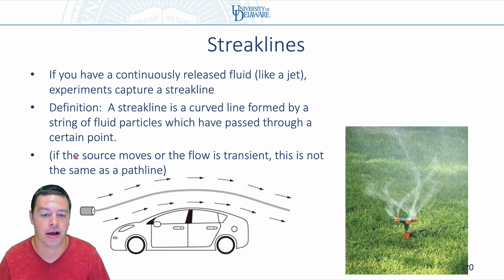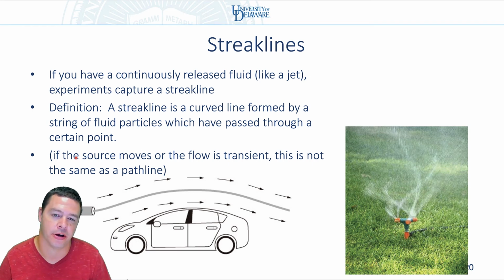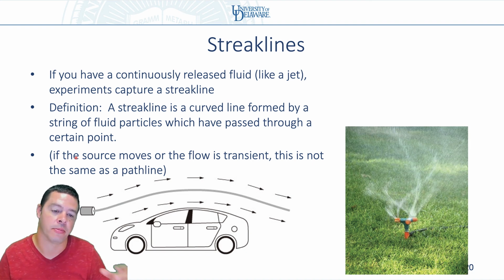So if the source moves or if the flow is transient, this is actually not the same as a path line. But it often is the same as a path line if the flow is not transient, in the sense that if the velocities at any particular point don't change over time, then the path line is the same as a streak line. But if the source is moving or if you have a turbulent flow or something, these two things won't be the same.